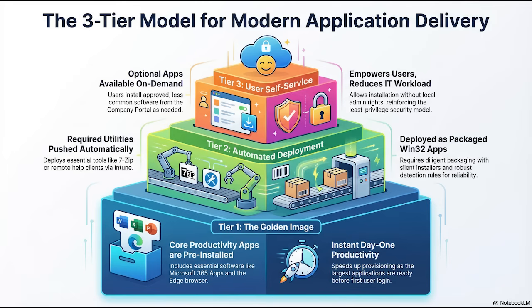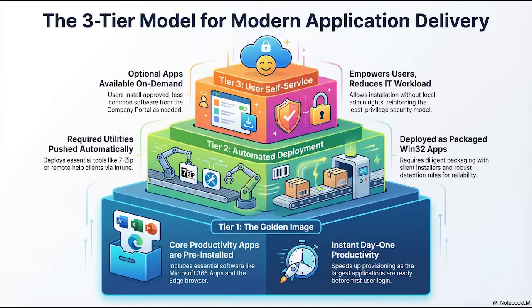Okay, tier 2, Intune Win32. These must be the required utilities that aren't quite standard enough to be baked into the main image. Correct. Required utilities like, say, 7-Zip or the crucial remote help application for IT support, those are packaged as .intunewin files. They get automatically pushed and installed by the Intune management extension right after provisioning. And the document mentioned there's some work involved there. Yeah, it highlights the diligence required. IT has to make sure those packages have silent install and uninstall logic and robust detection rules, so Intune knows if the app actually installed successfully or not. The workload shifts from manual installation to careful packaging.